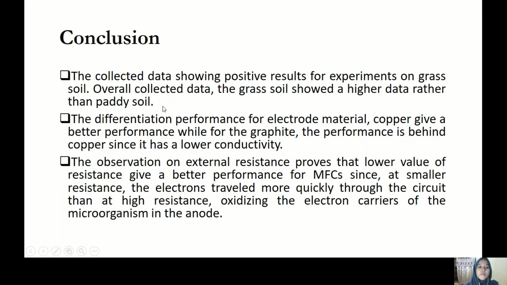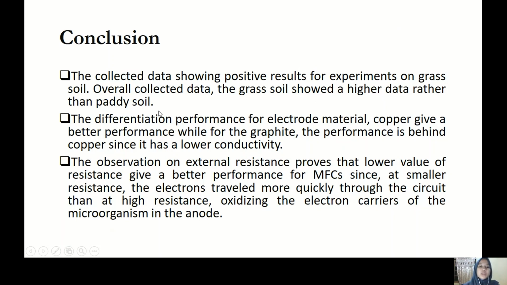So the conclusion for the experiment, based on the three objectives that I listed before, is that the collected data shows a positive result for experiments on grass soil. For objective 1, which is to see the performance of MFC using different types of soil, this concludes that the grass soil shows better performance compared to paddy soil.